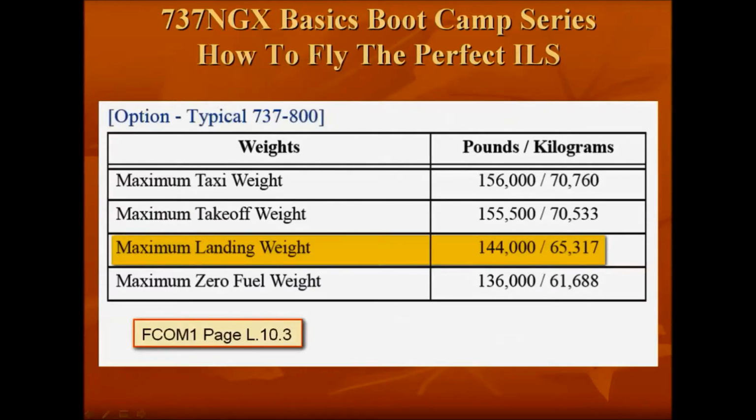I also want to, where I can, introduce limitations into the ground school. And I'm going to start with max landing weight. Now, my aircraft, as most of you know, I have configured as a BBJ. It's a Dash 800, a Boeing Business Jet Dash 800. And so the max landing weight for the Dash 800 series, I've highlighted here, 144,000 pounds. All of these weights are important, and you really do need to have them all memorized. But since we're focusing on an ILS, which of course is an approach and landing, I highlighted the landing weight, 144,000 pounds. This is in FCOM 1 in the limitations section, L.10.3.